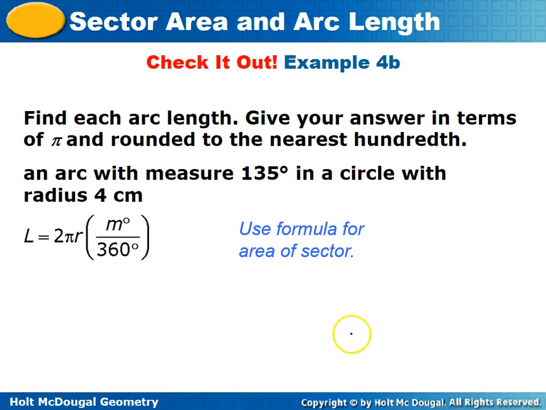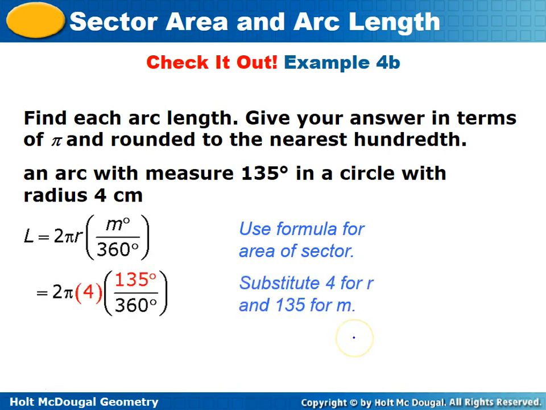Again, our radius is 4. Our theta is 135. Multiply 2 times 4 times 135, divide that by 360. That will give us our answer with pi, and then we multiply 3 times pi to get 9.42.